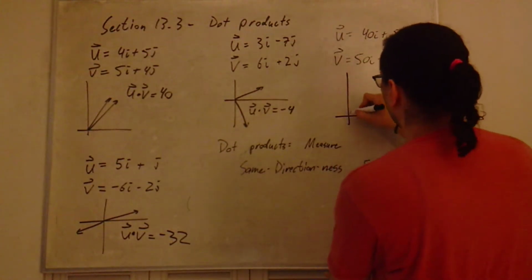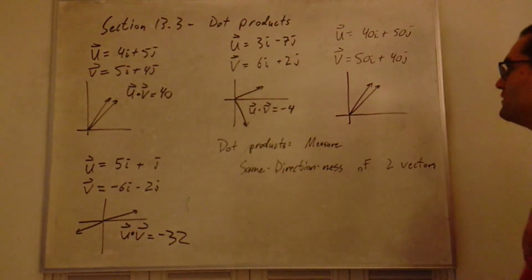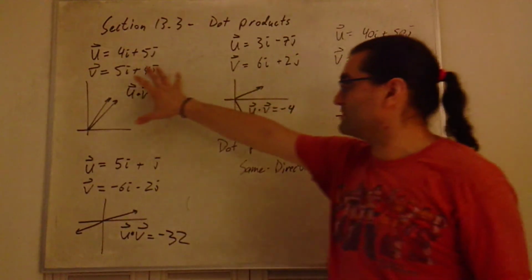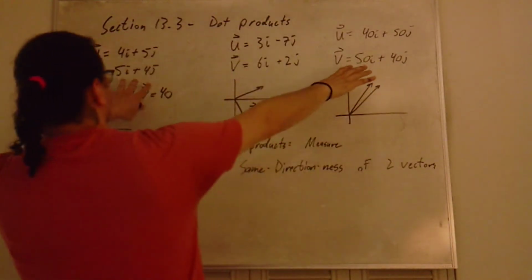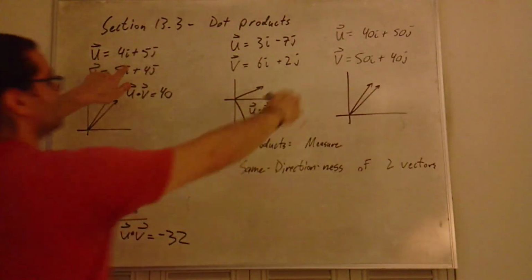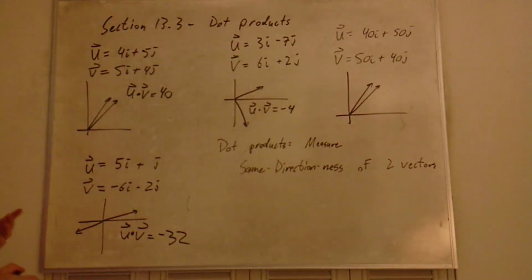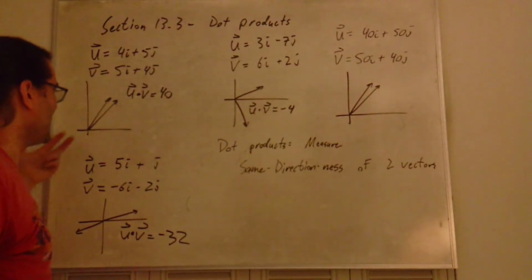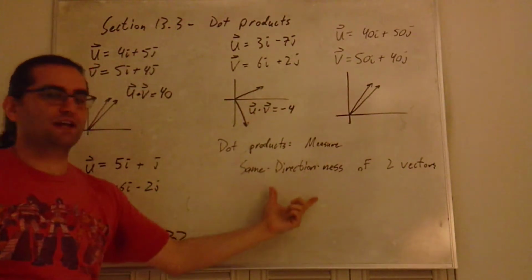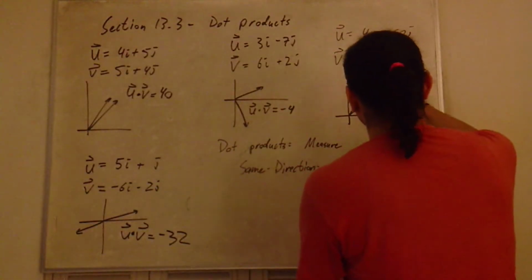These vectors are here and here. Both of these vectors are exactly the same as these vectors, but 10 times bigger. They are scalar multiples. This u is a scalar multiple of this u, this v is a scalar multiple of this v. So they point in the exact same directions as these original two, which means they should have the exact same directionness as the original. So let's see what kind of dot product we get here.